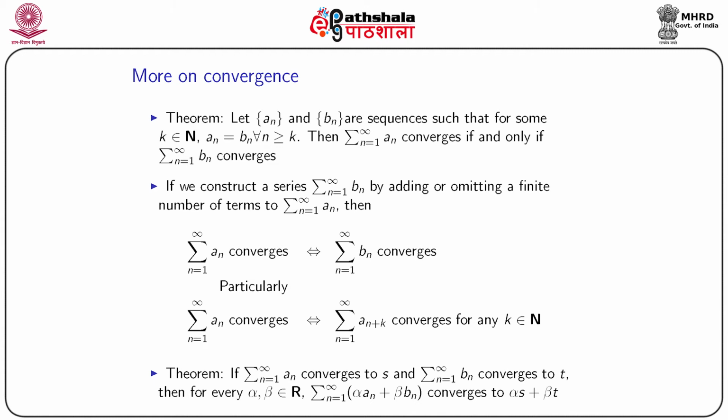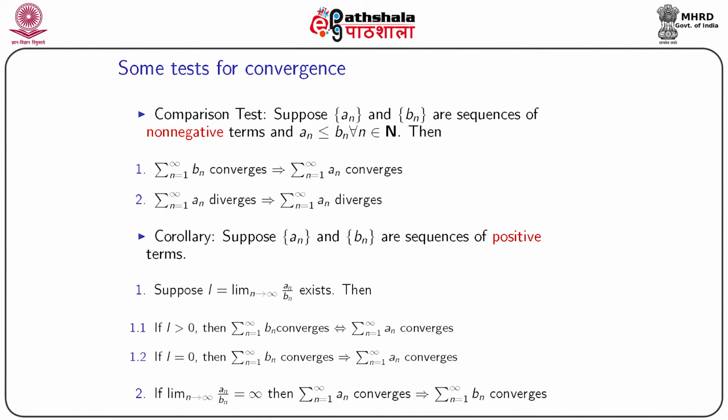Now if we have two series, sum over an, n from 1 to infinity, converging to s, and sum over bn, n from 1 to infinity, converging to t, then for every alpha and beta belonging to the real line, that means they are real numbers, the series sum over n from 1 to infinity of alpha an plus beta bn converges to alpha s plus beta t.